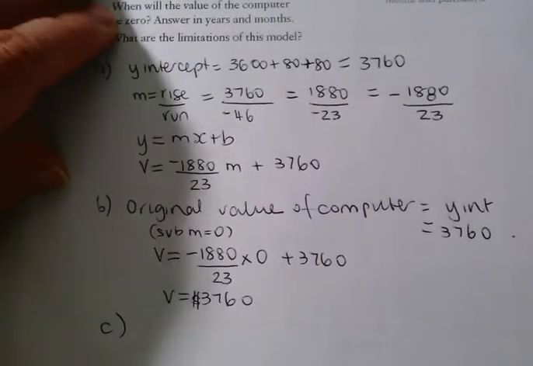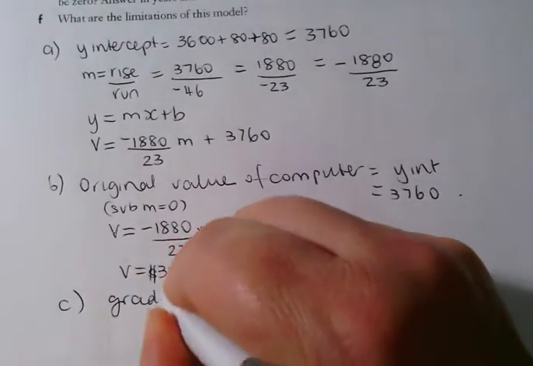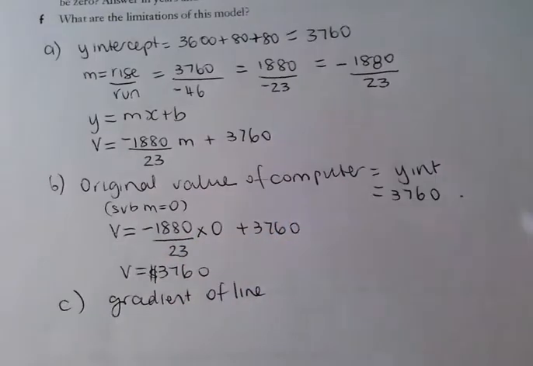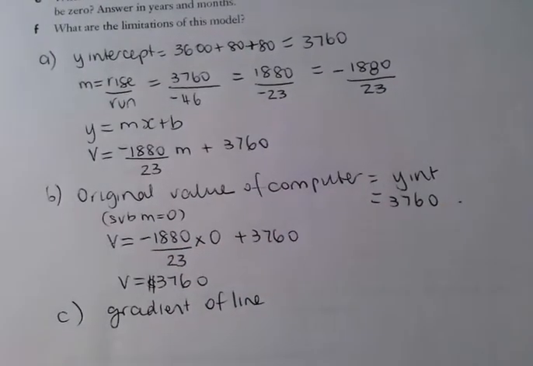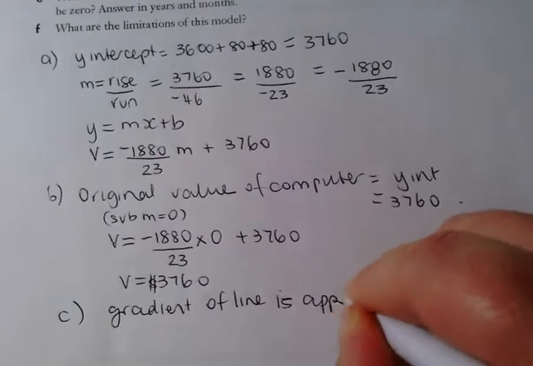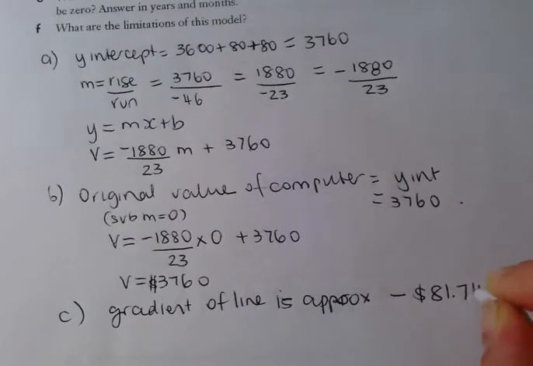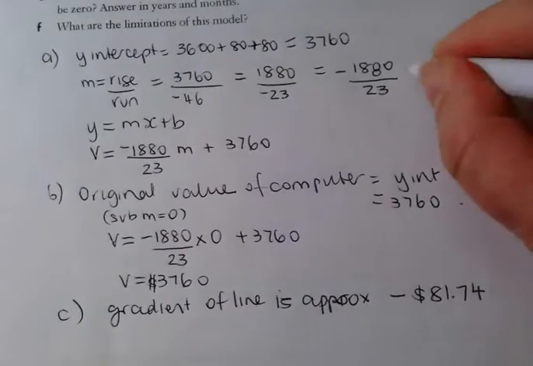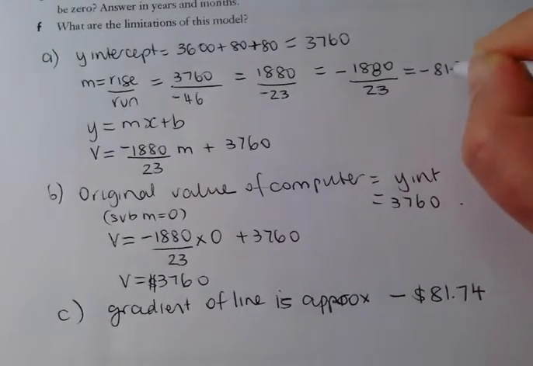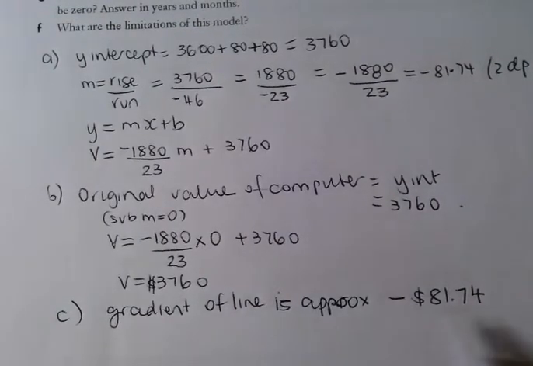Now part C: what is the gradient of the line and what does it represent? Now we're not going to leave it in fraction form. Let's just work out the gradient as a decimal, and that's approximately negative $81.74. Because it's money, I'll round it to 2 decimal places. That's what the gradient is.